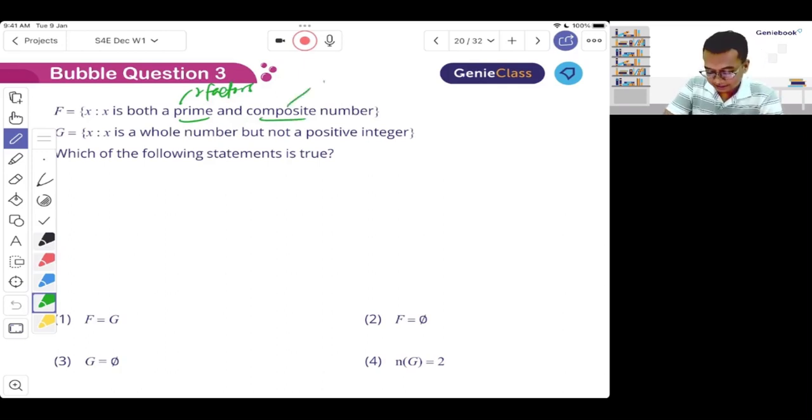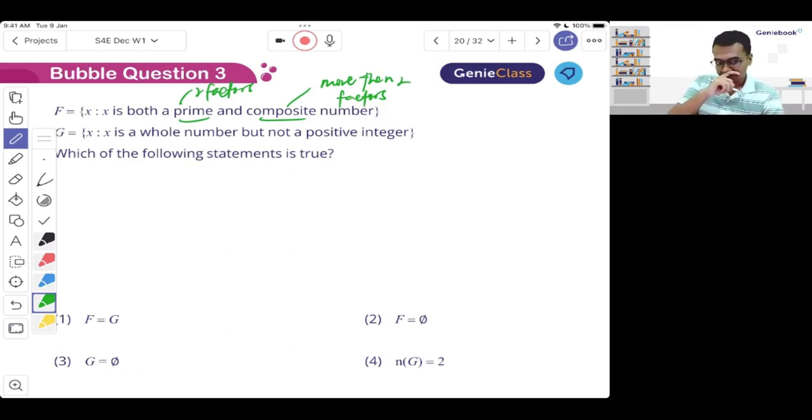Composite, it has more than 2 factors. So anything that can be divided by 1, itself and any other number is a composite number. So like 4, 10, they are composite numbers because 10 can be divided by 2, it can be divided by 5. Okay, now G, it's a whole number but not a positive integer.